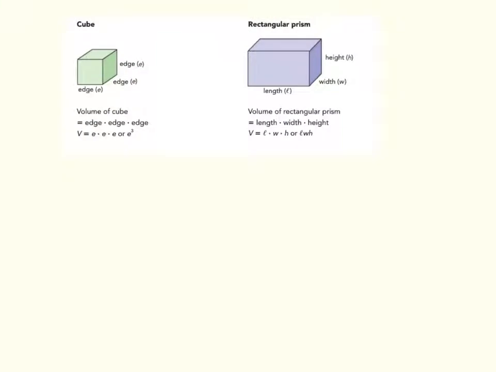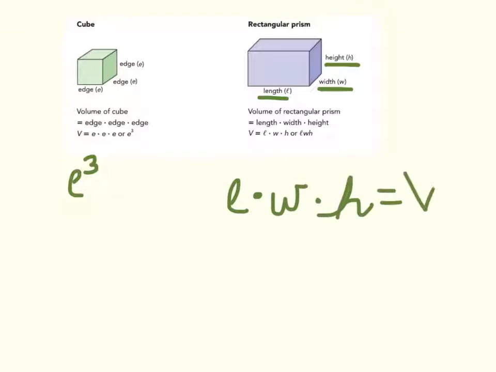Now let's refresh our memory on finding the volumes of rectangular prisms. The volume of a cube is edge times edge times edge, or edge cubed. Okay? With a cube, since each side is a square, the sides are all the same length. So we simply find one length and cube it. In a rectangular prism, we're going to take the length times the width times the height, which we'll write as L times W times H to equal the volume.